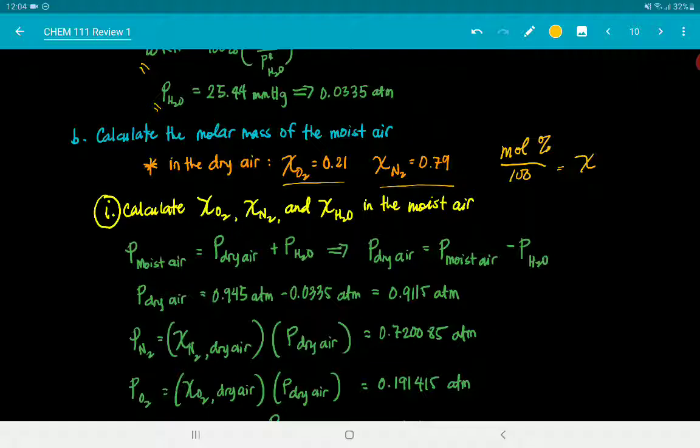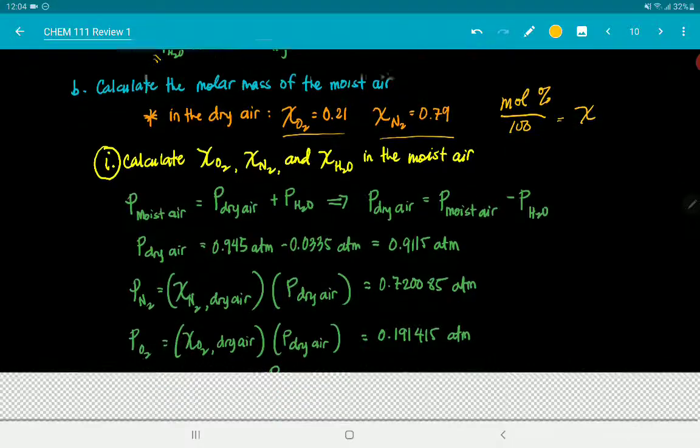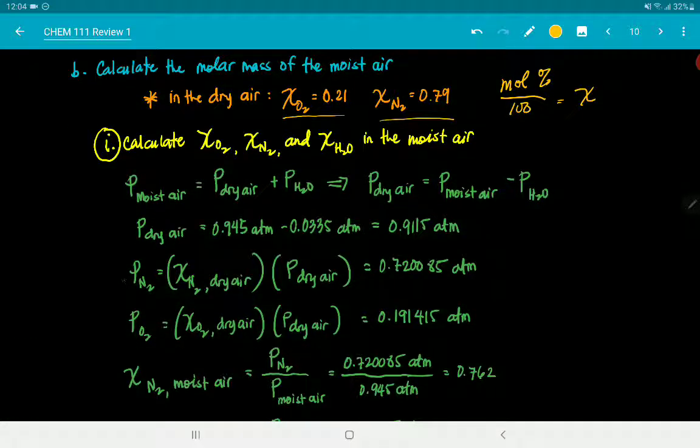Okay? So the pressure of moist air is the pressure of the dry air plus the pressure of H2O. Therefore, the pressure of dry air is equal to the pressure of moist air minus the pressure of water. So the pressure of dry air is equal to 0.945 atmospheres minus 0.0335 atmospheres. You'll get 0.9115 atmospheres.